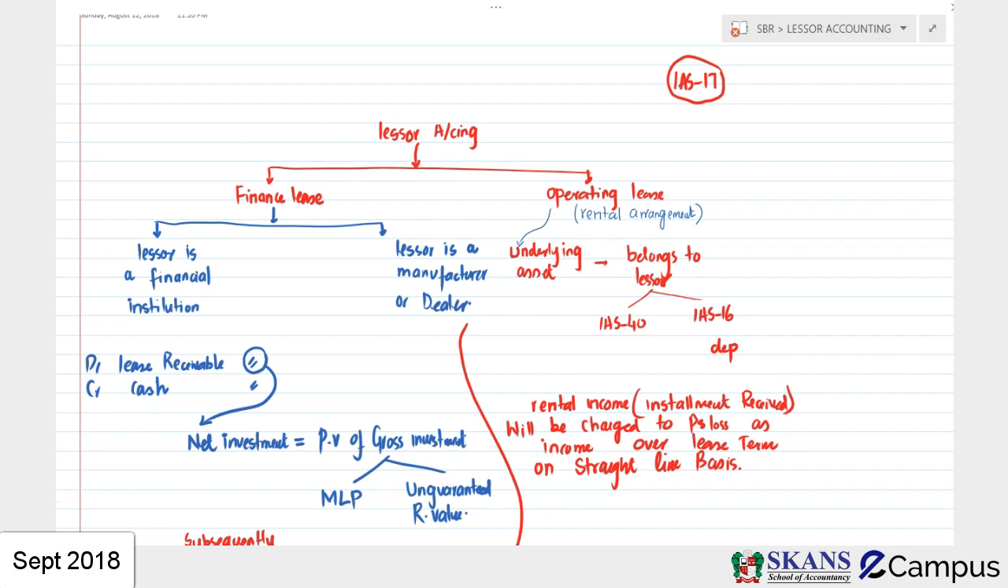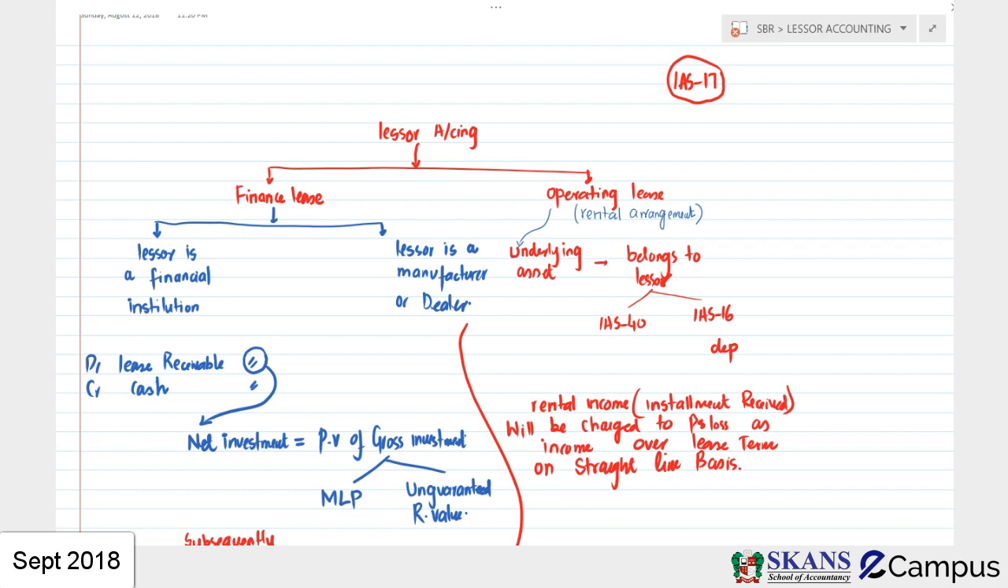If the lessor has decided that it's an operating lease, it means it's simply a rental arrangement. Substantial risks and rewards of the asset have not transferred to the lessee. It means the underlying asset belongs to the lessor and will not be de-recognized from the lessor's books. So it will be treated as per IAS 40 or IAS 16. If the car is being leased out, obviously it's an IAS 16 asset. It will be treated as per IAS 16 under cost model or revaluation model.